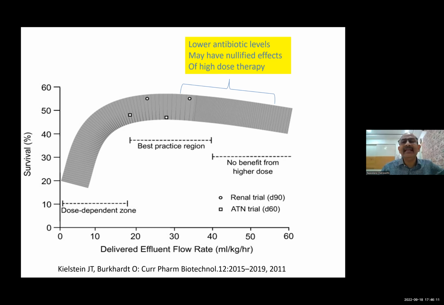So why is it that you have poorer outcomes as you increase the dose? One of the things will answer what Dr. Tapesh asked about the antibiotic dosing. When you have higher and higher doses, you are removing certain vital things from the patient. Could be protein, also could be the antibiotic that you are giving the patient. So when you have high flows, you will remove the antibiotic, which is life-saving for the patient in the initial few days, and this can lead to poorer outcomes.